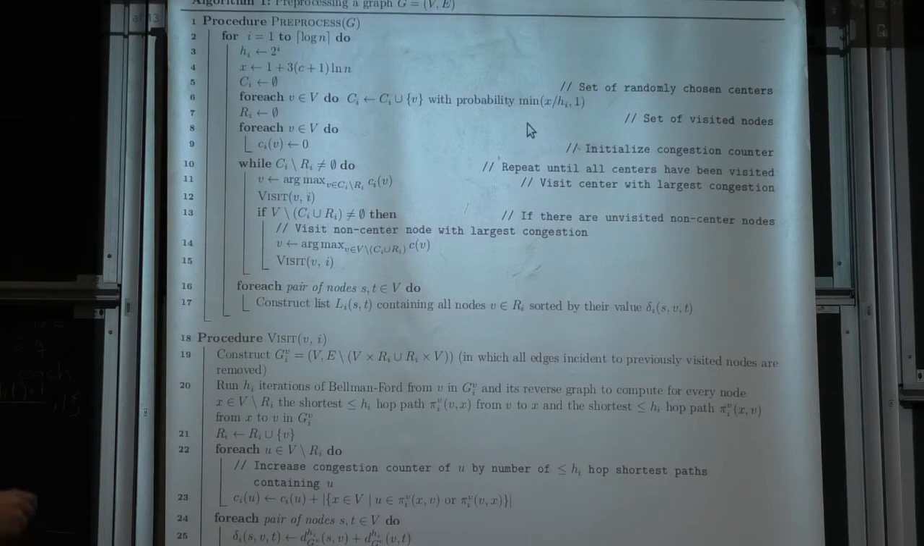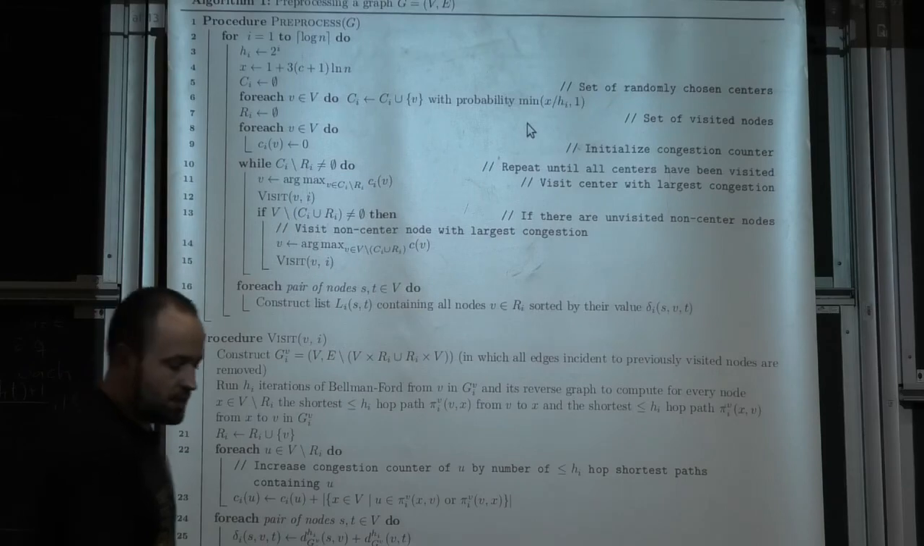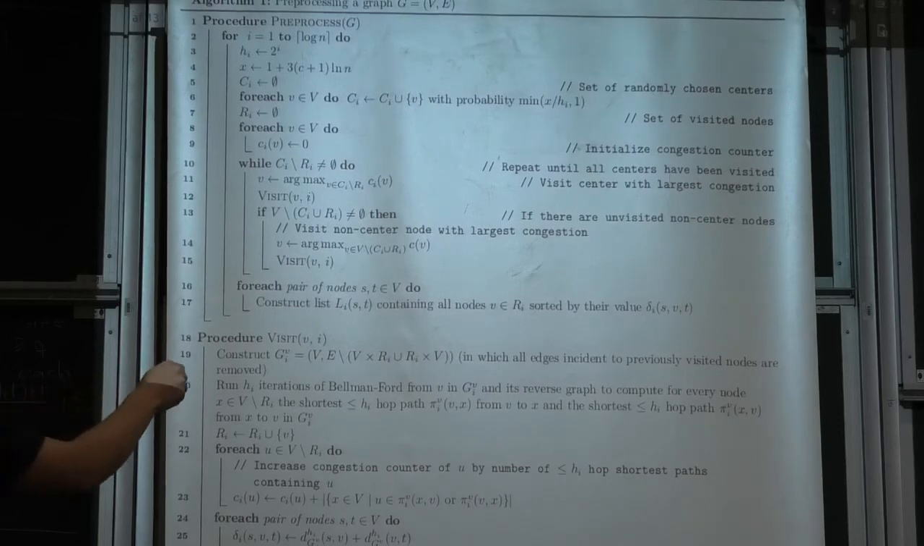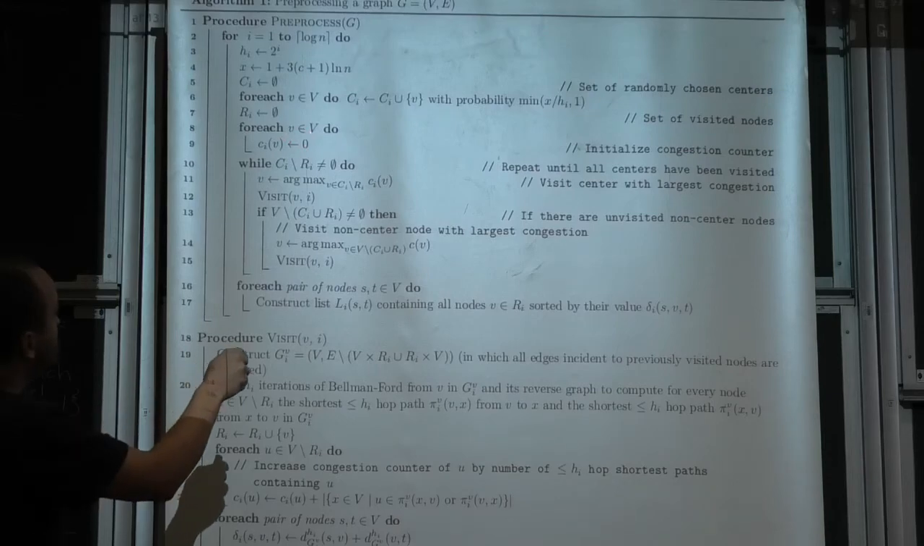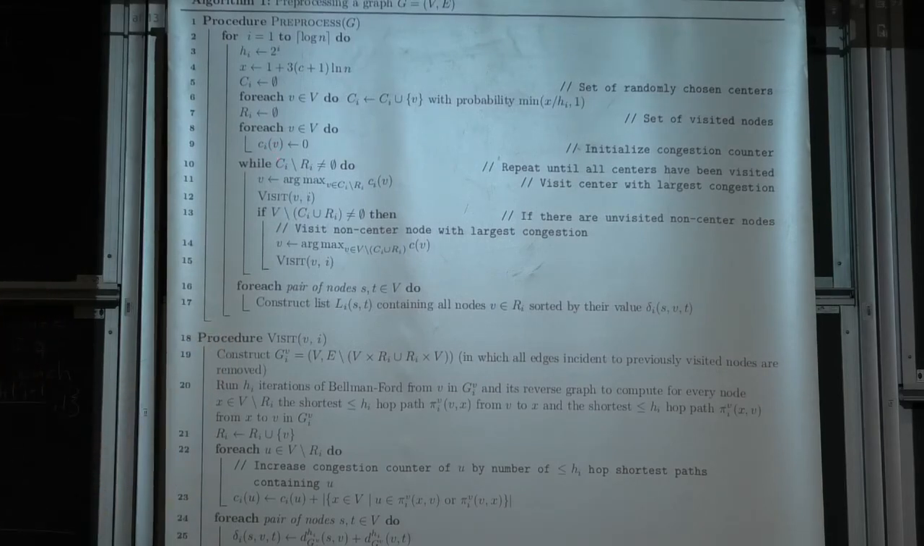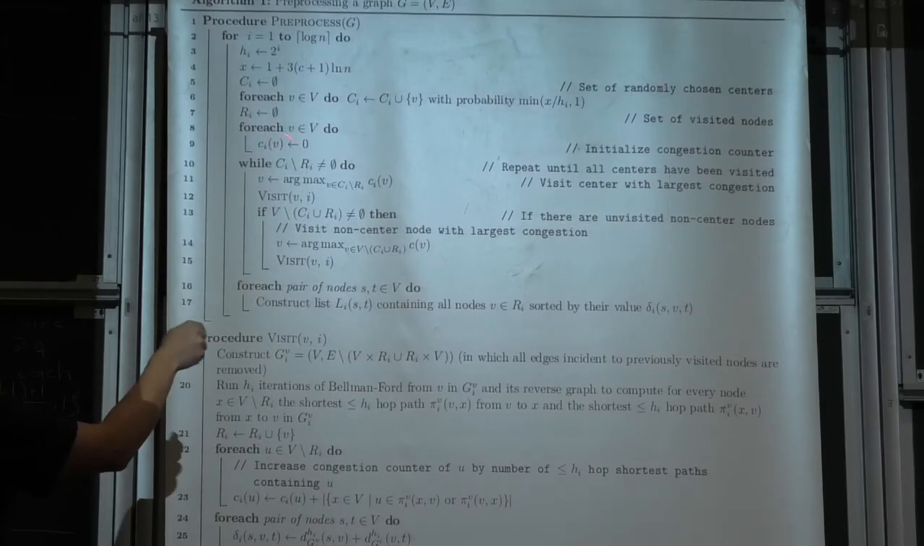Now we want to visit some nodes. Nodes and vertices are the same here, so I will use them interchangeably. Initially we haven't visited any vertices, so Ri indicates the set of vertices we have visited so far. Furthermore, for each vertex v, we set what's called a congestion counter to be equal to 0.